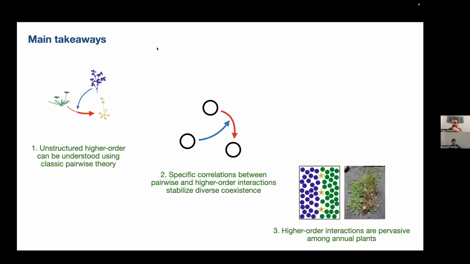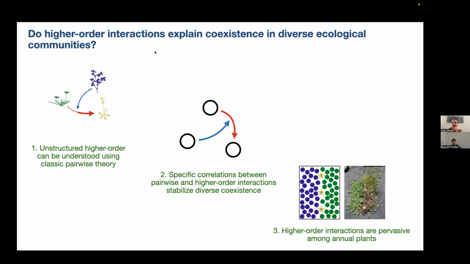And then last, we found that higher order interactions are pervasive amongst annual plants. So what progress have we made on this bigger picture question I set out to answer, whether higher order interactions explain coexistence in diverse ecological communities? Well, our theory suggests that they can, but only if they have specific correlation structures.